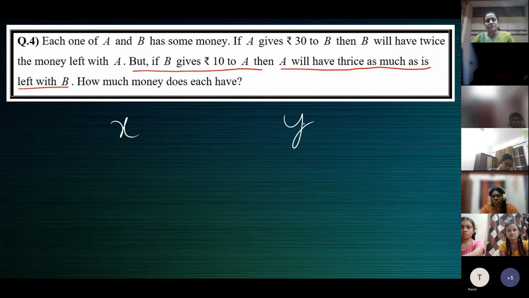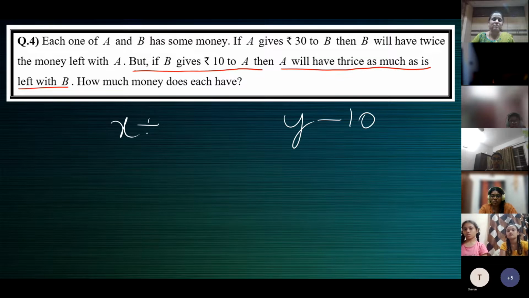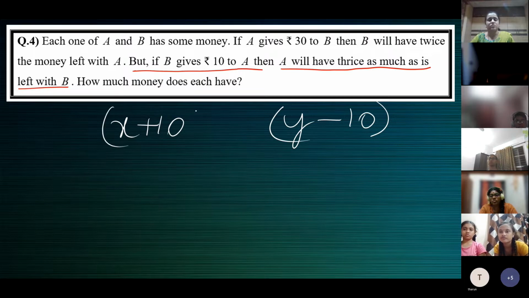If B gives 10 to A, so now B is giving. B gives 10, so B has Y, he gives 10, so minus 10. A is receiving 10, so plus 10. So this is what is left with B, and this is what A has. If B gives 10 to A, so minus 10 from B, plus 10 to A.